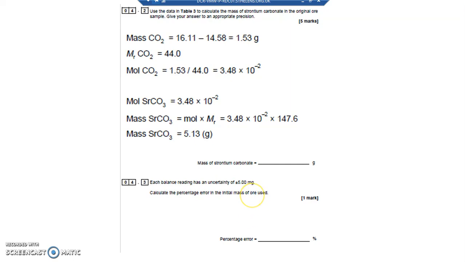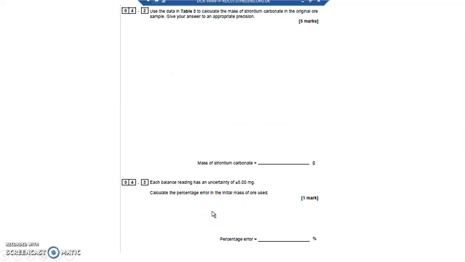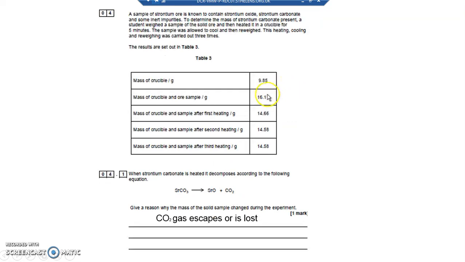My error is not 0.005, it's 0.005 multiplied by 2. So my error is 0.01. That's my error. So that's how far my readings could be out. I divide by the mass that I've taken. 6.26 is the mass of the ore sample.